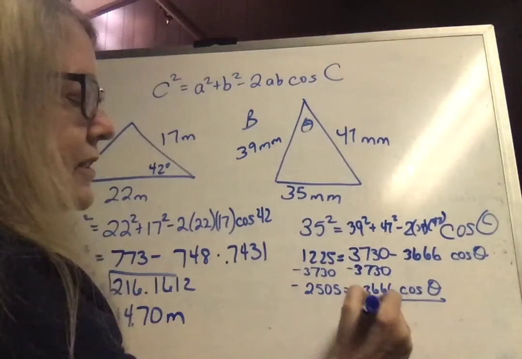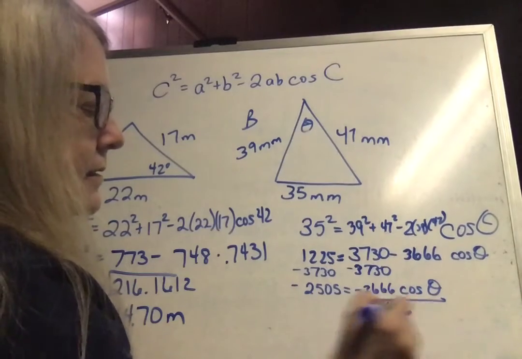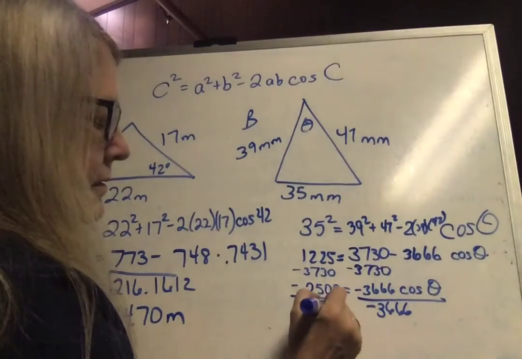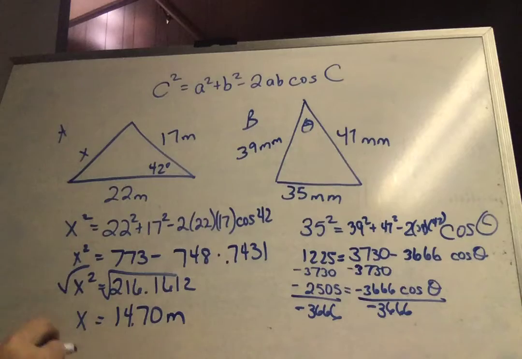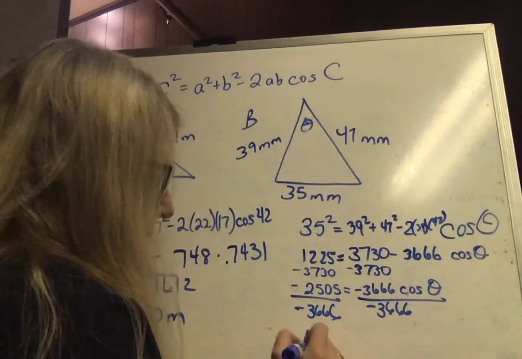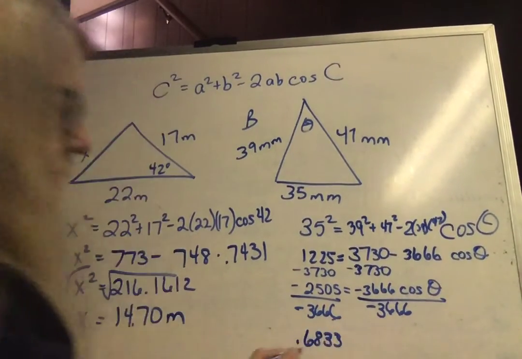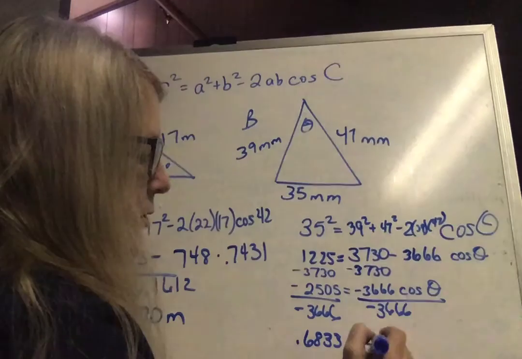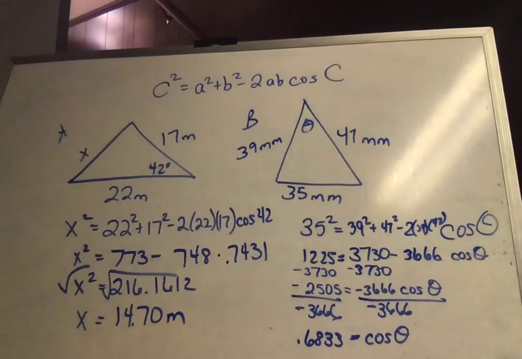Okay, so then this is like an entity and an x. So I divide both sides by it, and I'm going to round that to 4 places. 0.6833 equals cosine theta.